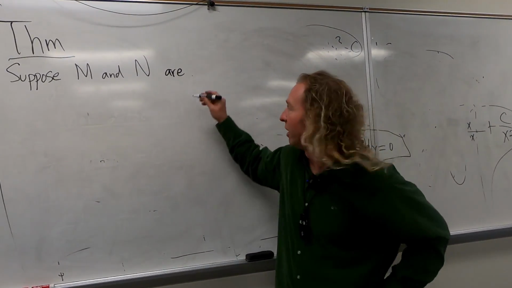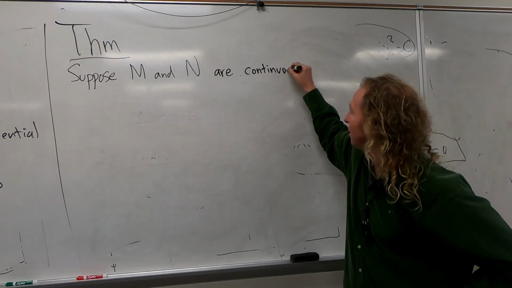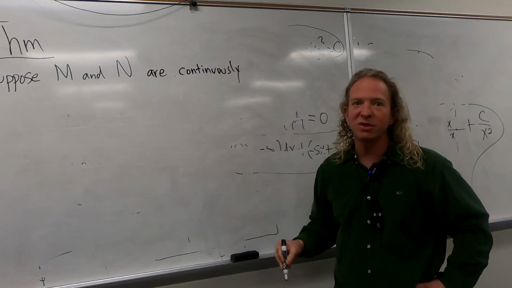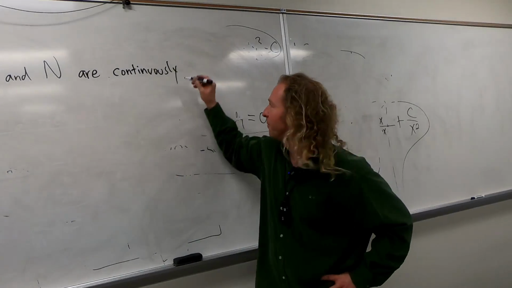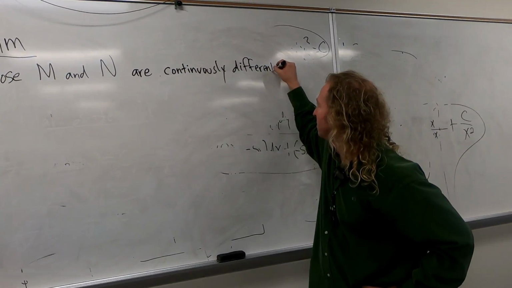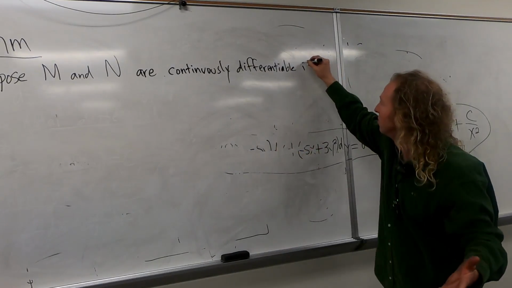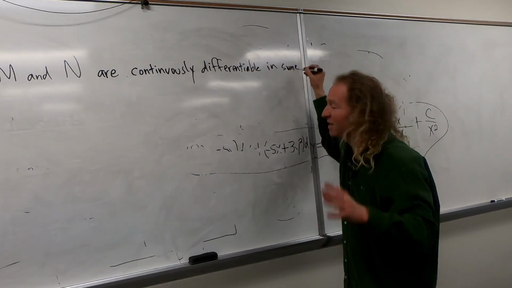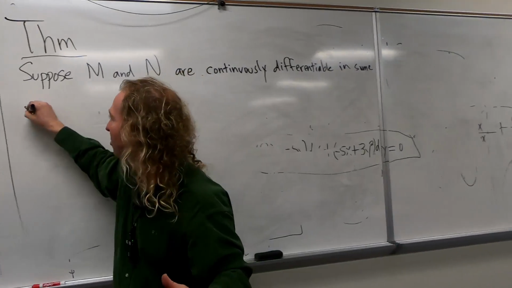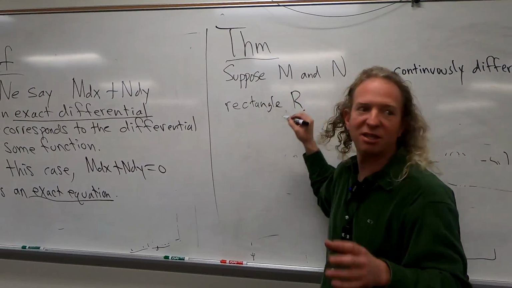It's a new word, okay? Continuously differentiable. The book uses this language, but I don't believe they explain what it is. So let me pause here. In some rectangle. The proof is done in a rectangle in the plane. Not a disk, a rectangle. Usually things are done in disks in 2 dimensions.